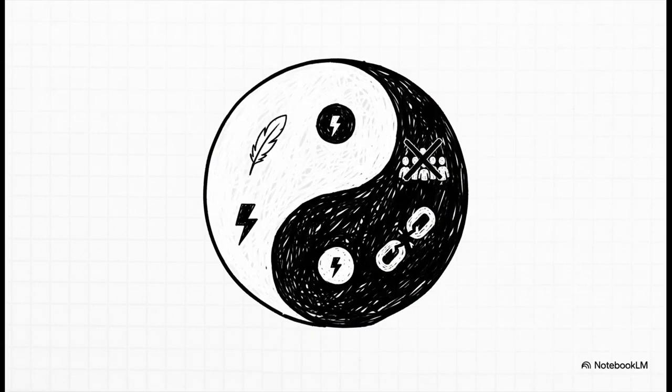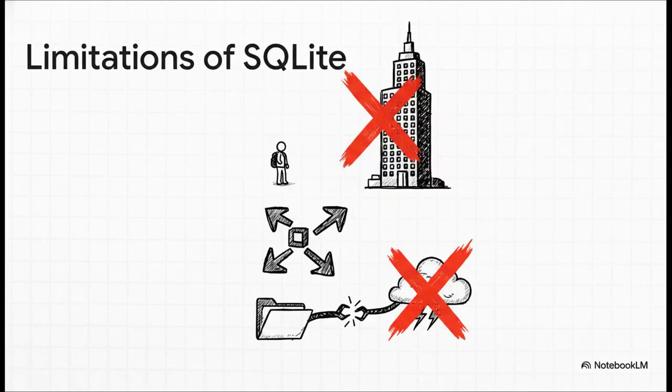Okay, so it sounds like the perfect solution, right? The dream database? Well, not quite. Turns out, its greatest strengths are also the source of its biggest limitations. Let's be clear. You would not use SQLite to build the next Instagram. It's just not designed to handle thousands of people writing to the database all at the same time. That's what we call high concurrency. And since it's just a local file, it's not really built for cloud applications that need to scale out across a bunch of different servers.